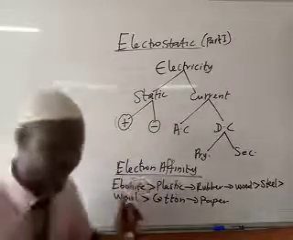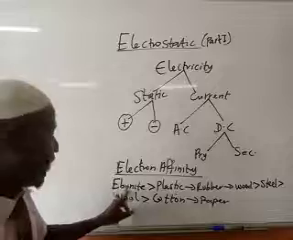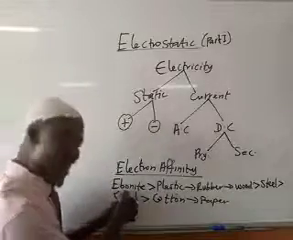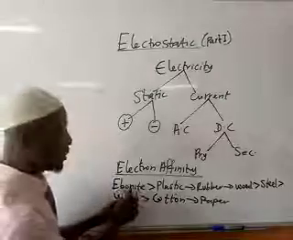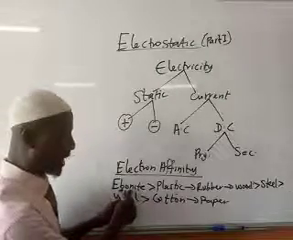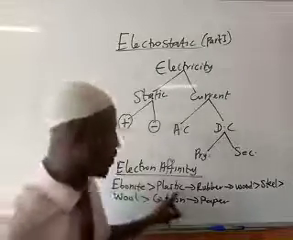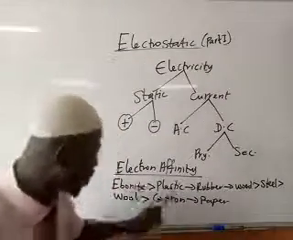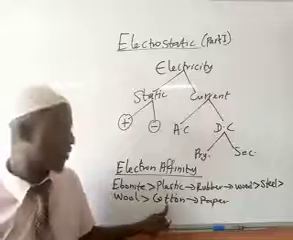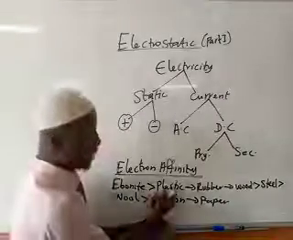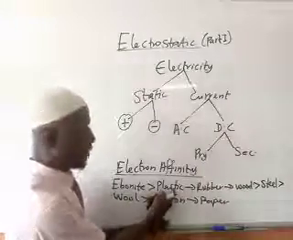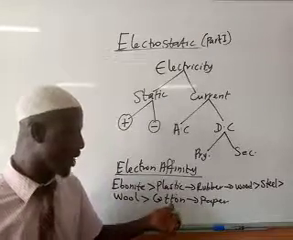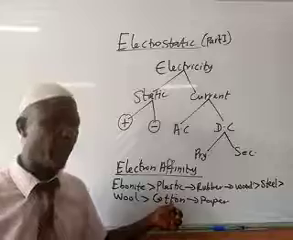So the meaning of this is that when you rub ebonite rod with plastic, the ebonite rod will gain electrons. That is, ebonite rod will become negatively charged, while plastic will become positively charged. Then, when you rub plastic with cotton, what will happen? This one will gain electrons, so it will become negatively charged, while cotton will lose electrons and become positively charged.